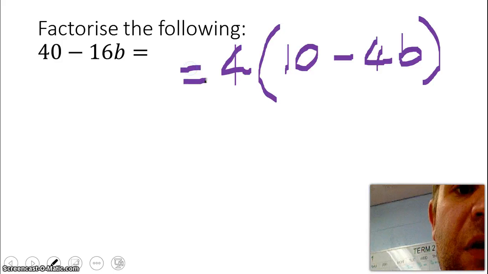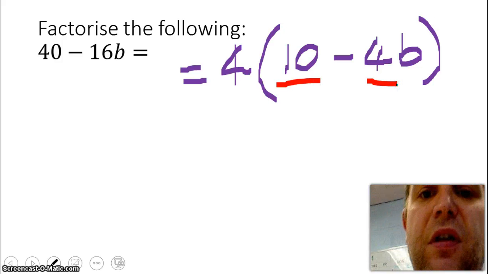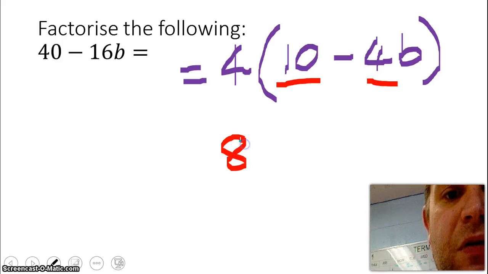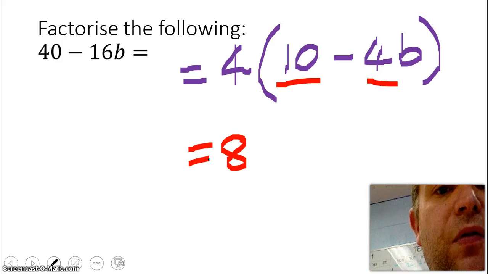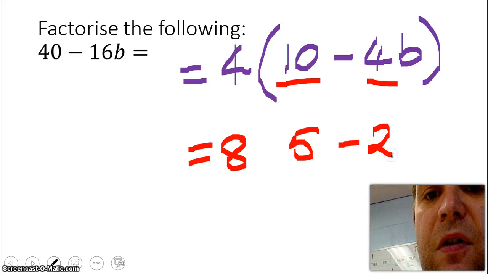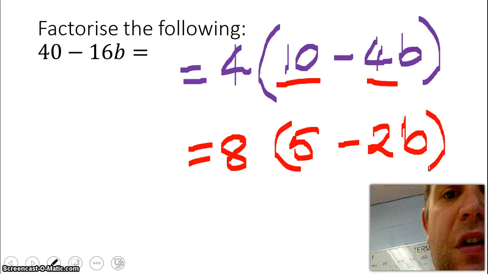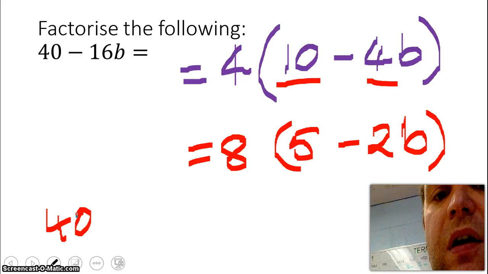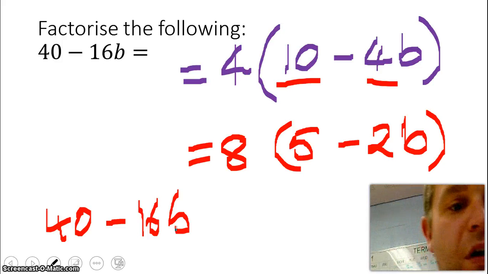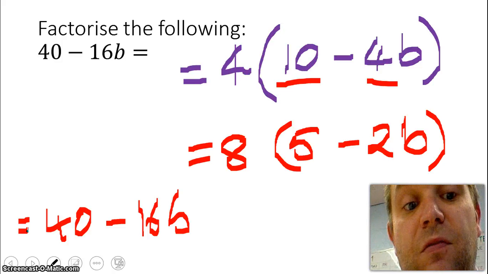Now, I know I can factorise that further because I can see that this number and this number both go into each other. So to factorise it more fully, I'm going to take my common factor and make it 8 instead. So 40 divided by 8 gives me 5, and 16 divided by 8 gives me 2b, and my brackets are there. Just to check it, 8 times 5 gives me 40, 8 times 2 gives me 16b, and my negative stays the same. I've checked my answer just to make sure that I've got it right. The best thing about factorising, we can go back and check our answer relatively easily.